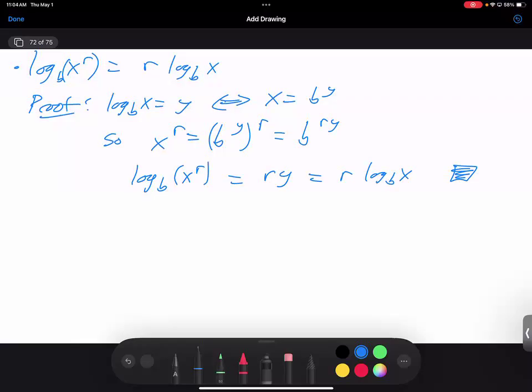What's the next property to prove? Nope, change of basis last. You always hold off on that as long as possible. We've done logs of sums, we've done logs of powers. What's next?